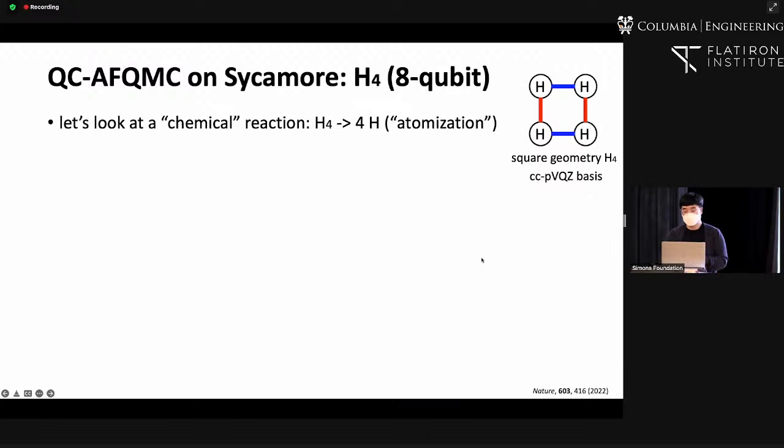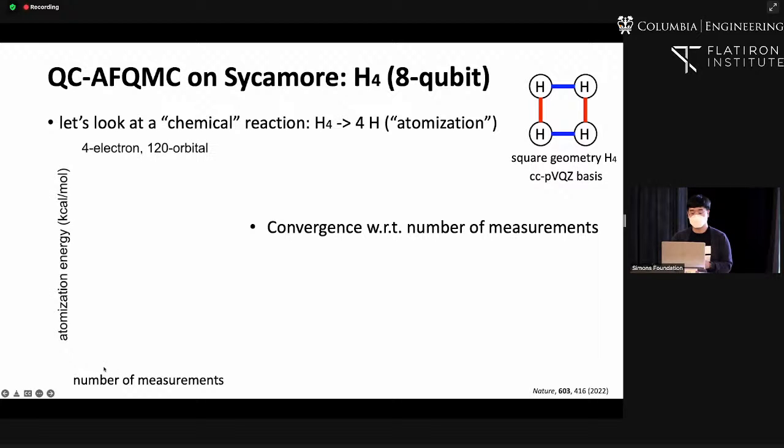So let's look at some chemical reaction, atomization energy. I feel bad about calling this chemical reaction, but I really mean that it's an energy difference calculation. So H4, all 4 atoms are pulled apart all the way to infinity. So the x-axis here is the number of measurements, it's the Clifford measurements. As I said, the quantum computers have to measure over and over again in order to obtain a classical shadow of the state we want to implement. Y-axis is atomization energy, so we should see some convergence as we improve the classical representation of the psi trial through the shadow tomography procedure.